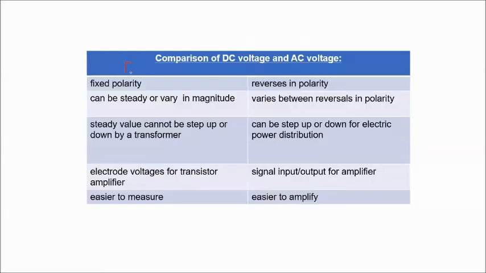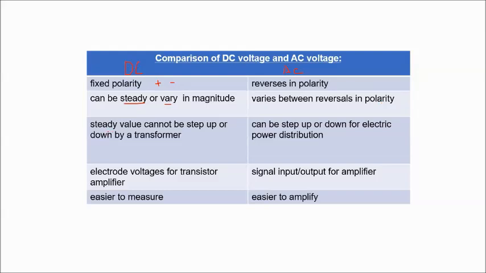In DC, it is fixed in polarity. That is, mag-determine niyo yung negative at saka positive terminals. No? But then, sa AC, it reverses in polarity. DC can be steady or vary in magnitude. Steady, for example, sa battery, example, 9 volts. Pero ma-vary din ito sa mga power supply. Maka-choose ka, 3 volts ba, 6 volts to 9 volts, na ma-vary ang value. But AC varies between reversals in polarity.